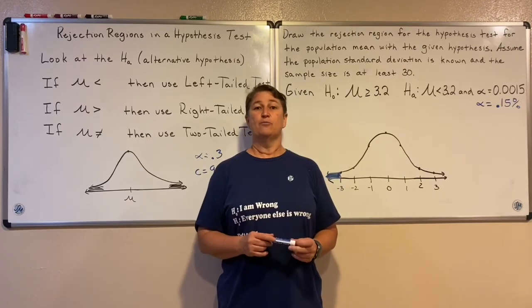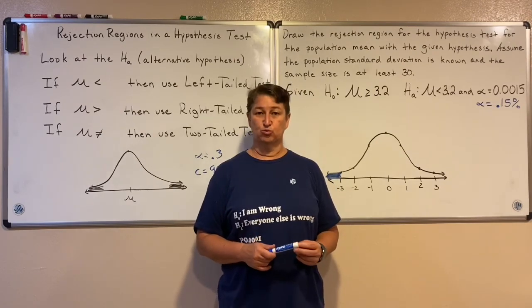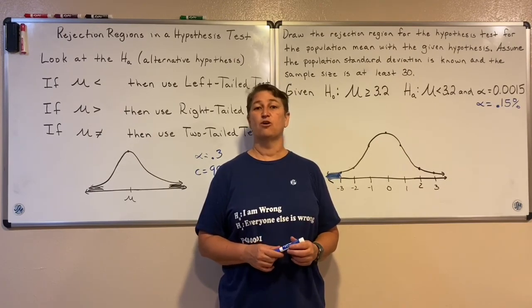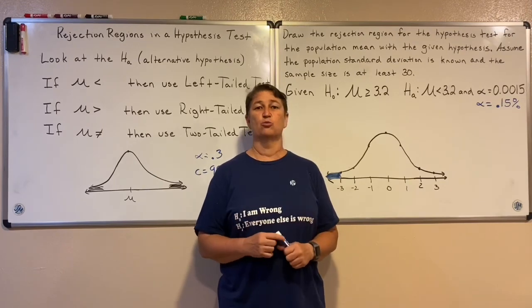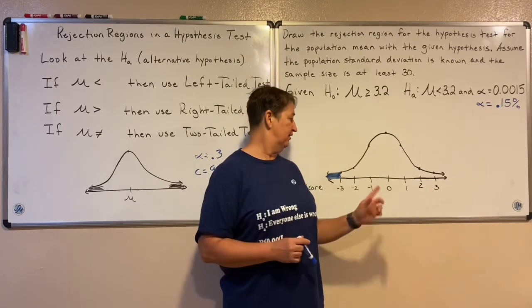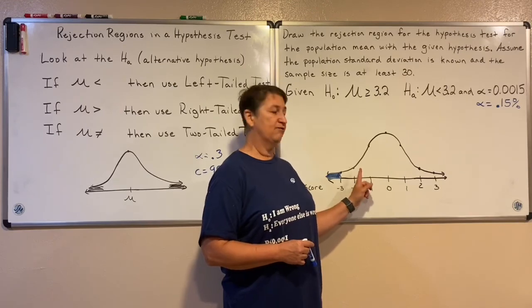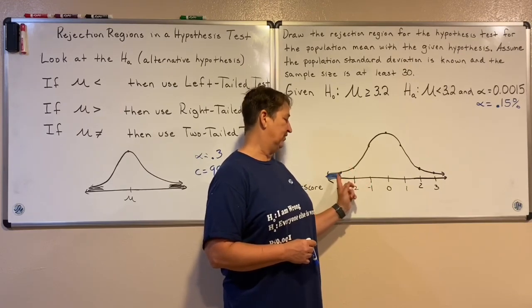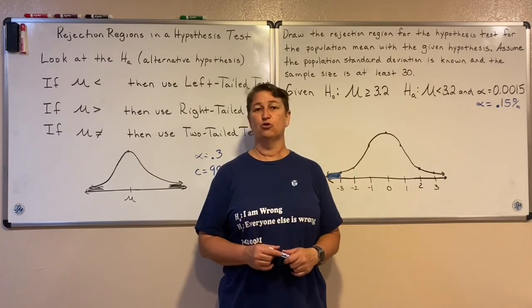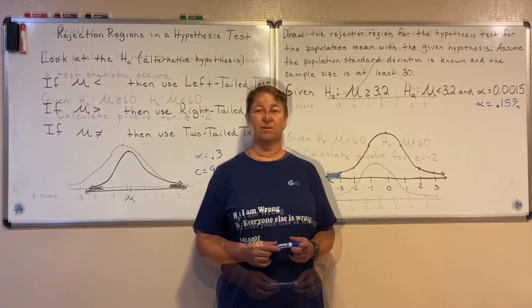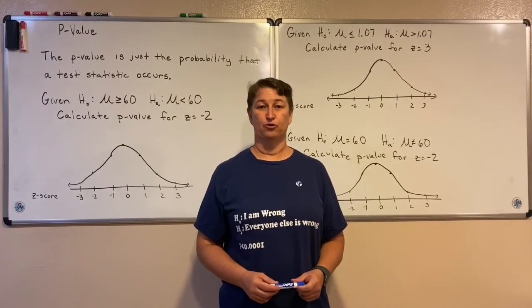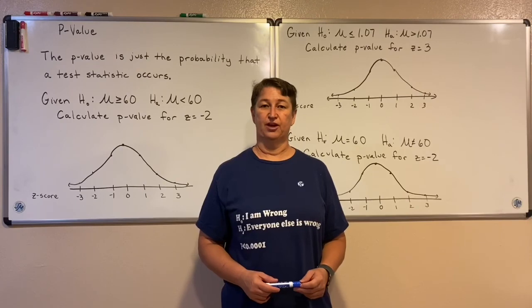So that's how we draw that rejection region. And if our test statistic falls in there, then we say, hey, we're going to reject that null. And if it doesn't fall in there, if our test statistic's not in that rejection region, then we fail to reject the null. Let's calculate the p-value for a hypothesis test.